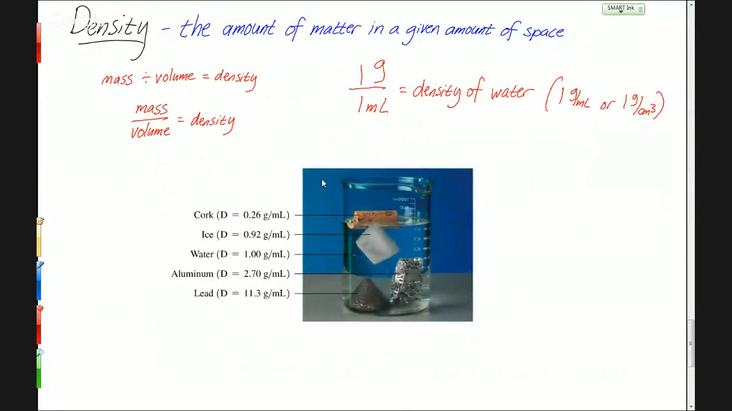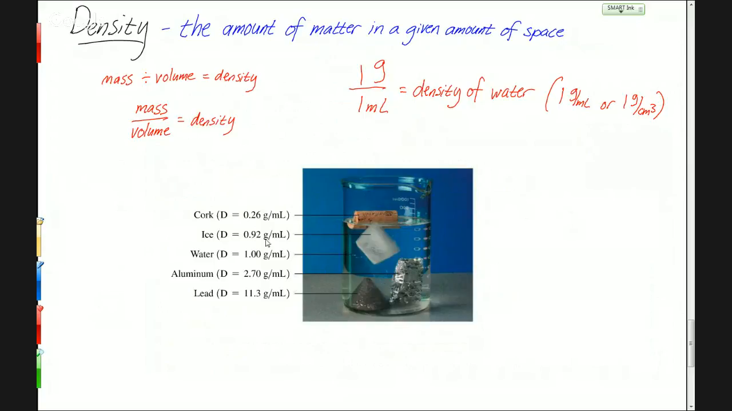So hopefully you can see that picture. Here's some water in a beaker, and you can see the densities of some different things in that water. If you look down at the bottom, the density of lead is about 11, so that's sunk nicely down right at the bottom there. The aluminum, also far more dense than water, sinks right down to the bottom.